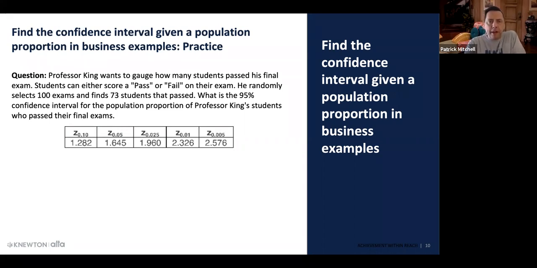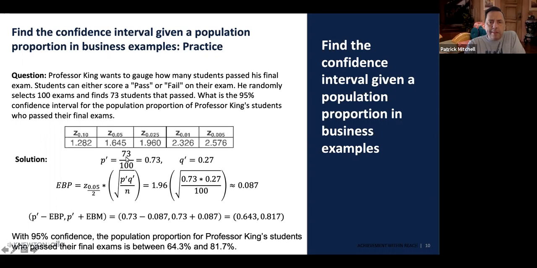So they've given me the table here. Before I go on, this is a 95% confidence interval, which means 95% in the middle. That means 5% outside. So the area in each tail is 2.5%. So we're going to use this z-score right here, 1.96, and that's going to look like this. P prime is 73 out of 100. 73 students in the sample passed out of 100 students in the sample. So that's 0.73, which means Q prime is 1 minus 0.73, which is 0.27.